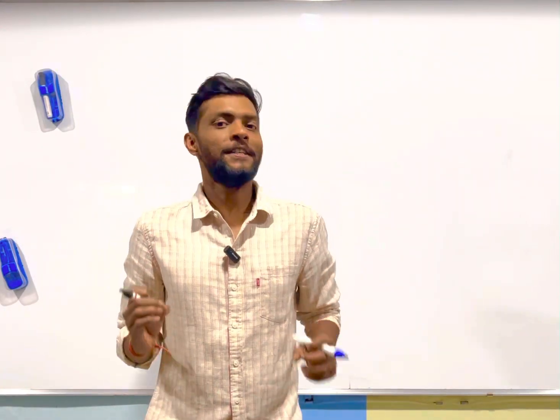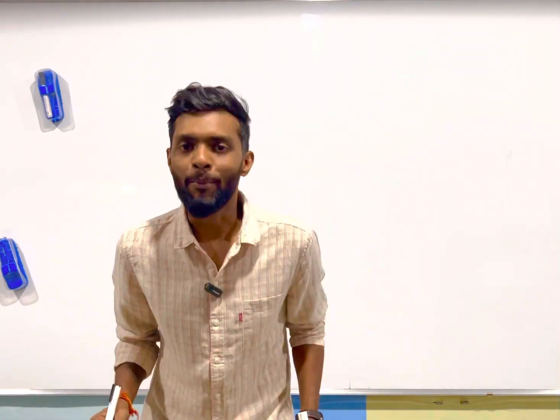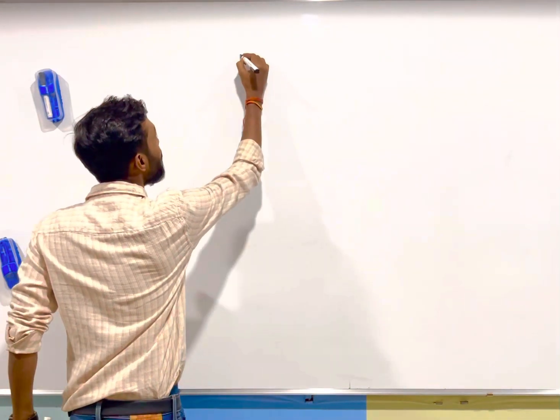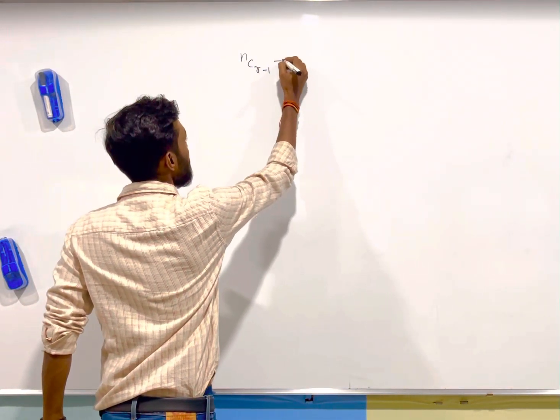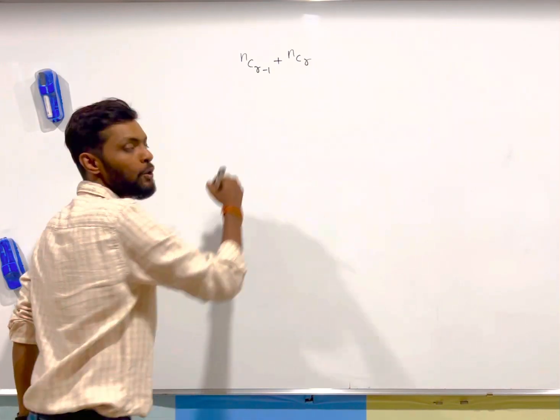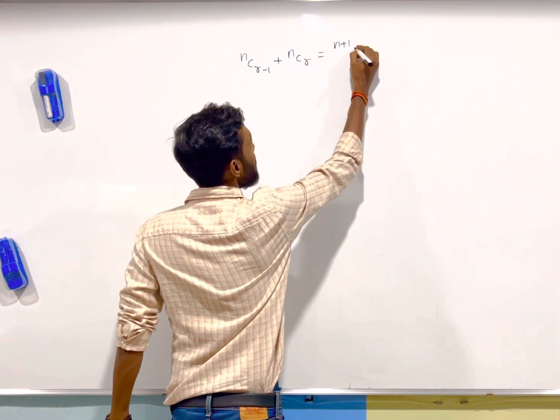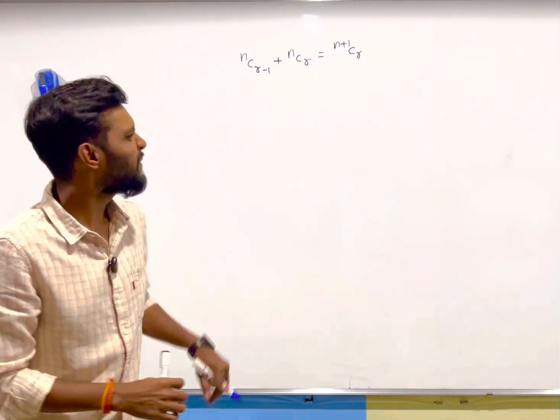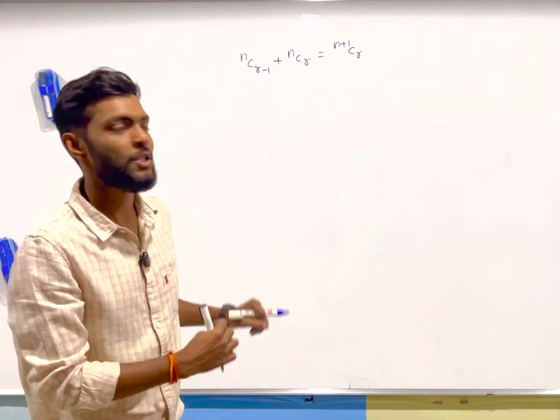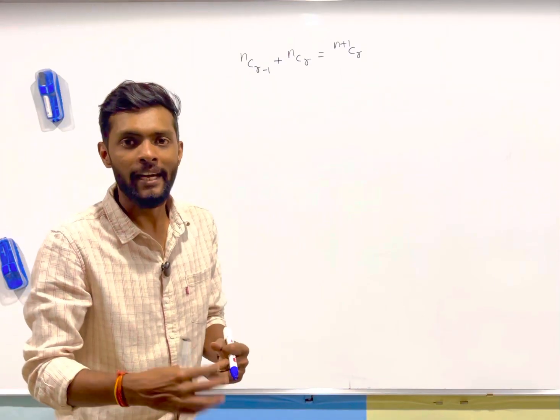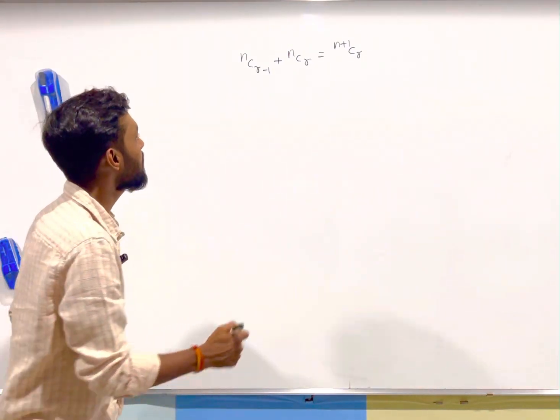In the binomial theorem chapter, we learn a very important result: the sum of two consecutive binomial coefficients. These two are consecutive binomial coefficients and their sum equals n plus 1 C r. It might seem very complicated, very weird at just one look, but there is an easy way to remember this. How do we remember it?